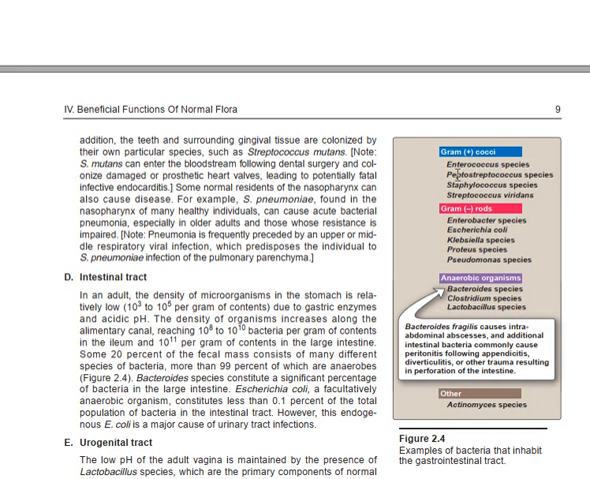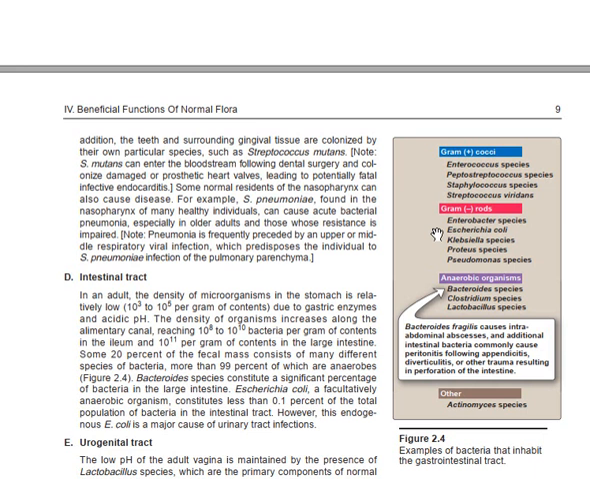Now we have Peptostreptococcus again, another example of the Streptococci family. Before, we had Staphylococcus species. Then we have the Streptococcus viridans, and the Streptococcus viridans is an example of the group B bacteria. Now we have the gram-negative rods.